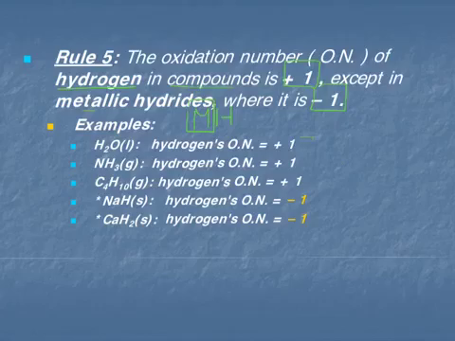So in our first three examples here, we have water, H2O, a molecular compound, ammonia, another molecular compound, and butane, another molecular compound. Because they bond with non-metals, the oxidation number of hydrogen for all of these cases is positive 1. However, in our fourth and fifth examples, we have sodium hydride and calcium hydride. We note that sodium and calcium are metals, so our alternate rule kicks in. That tells us that the oxidation number for hydrogen in this case is going to be minus 1.